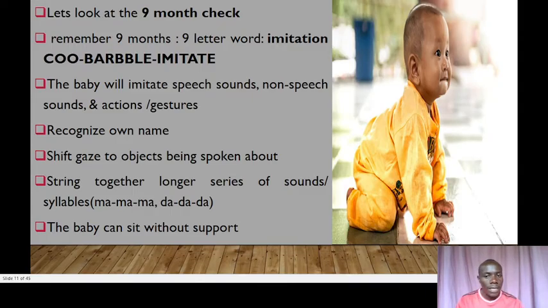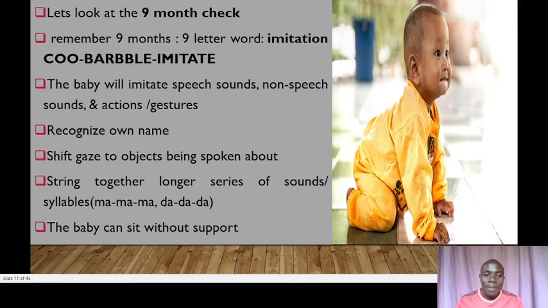The cup, then they follow. The table, the ball, the dog. So they could string together a long series of sounds like syllables. So you could have mama, mama, dada. Like for the other one, you're just hearing the da. Okay, but now here is mama, da da da.